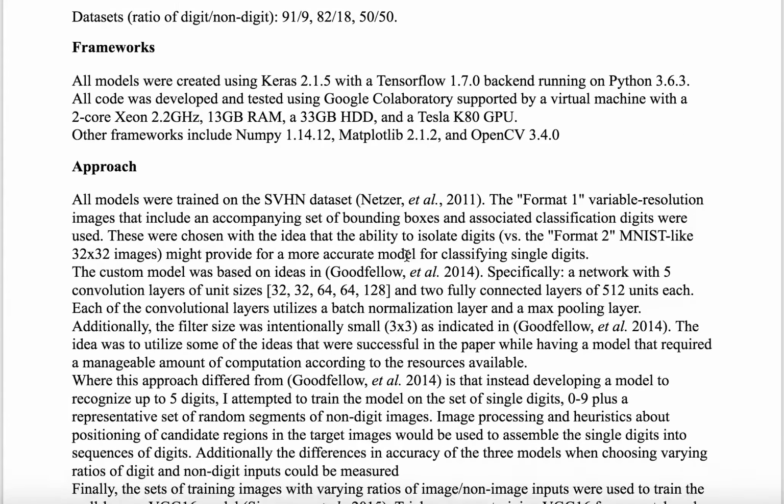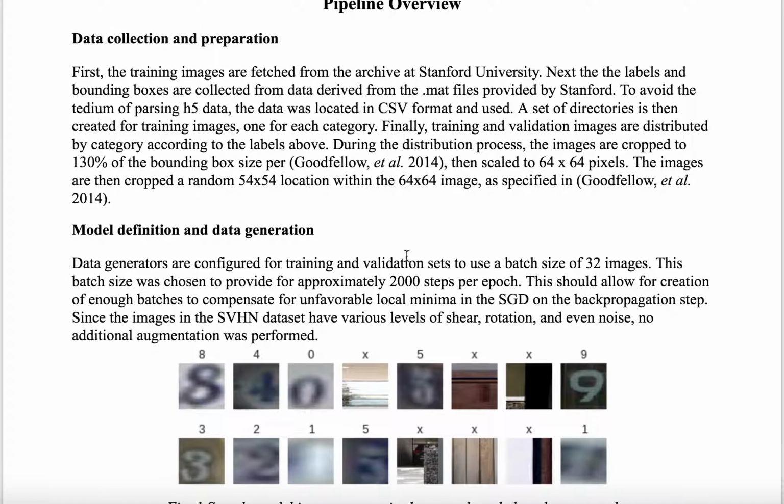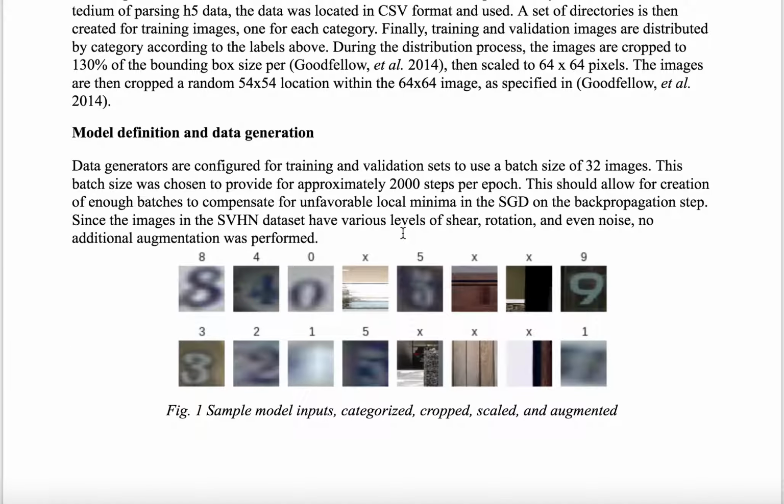So my pipeline, just to go over my pipeline real quick, I collected the data from Stanford for the images. I found a CSV that had the bounding boxes, so I didn't have to mess around with parsing H5 data. And what I did was I used the suggestions in the Goodfellow paper to crop the images to their bounding boxes, 30% larger than their bounding boxes, and then take a random 54 by 54 sample of that.